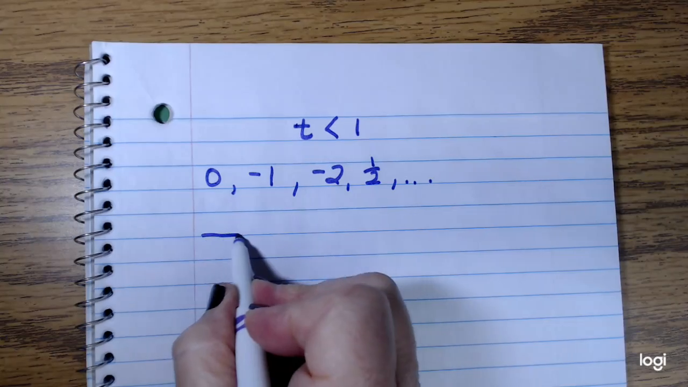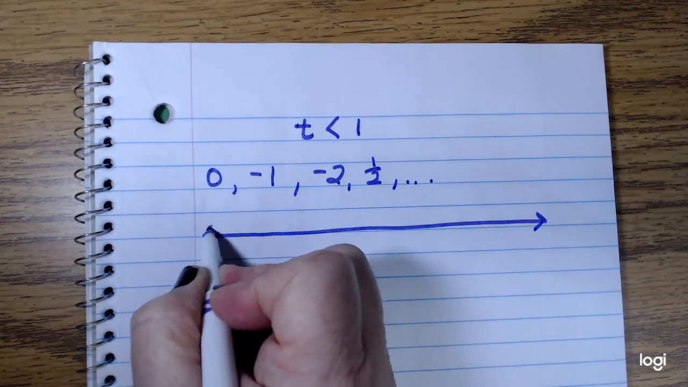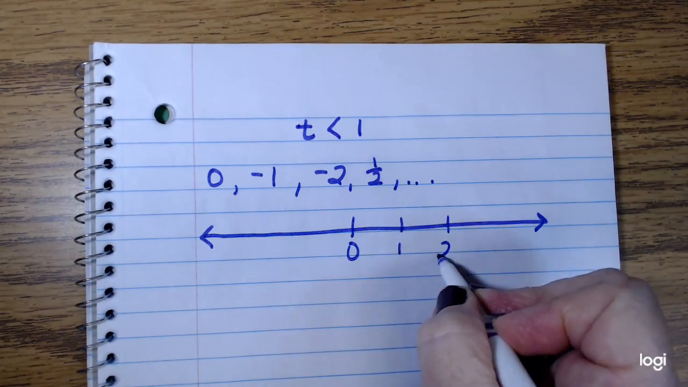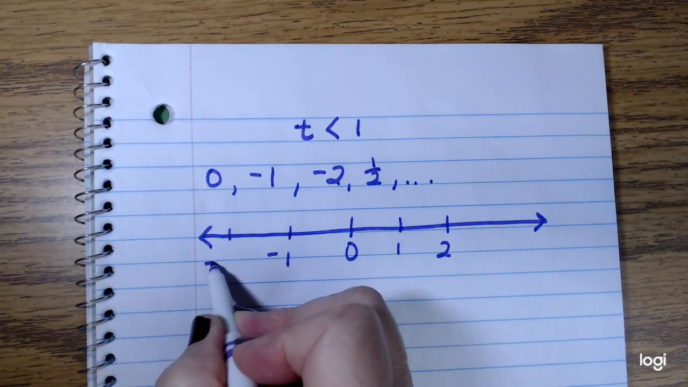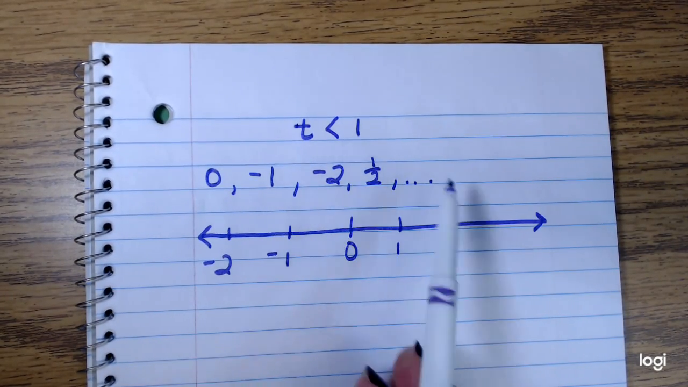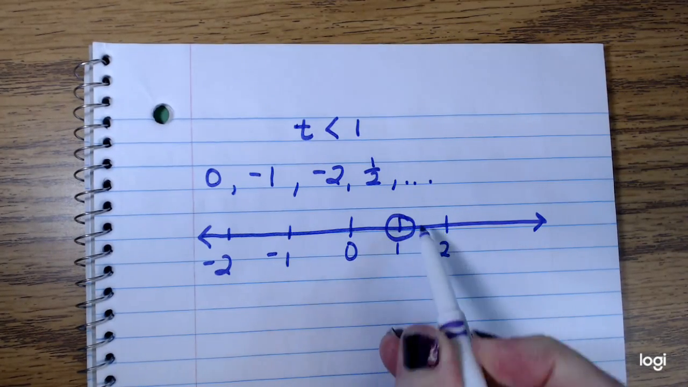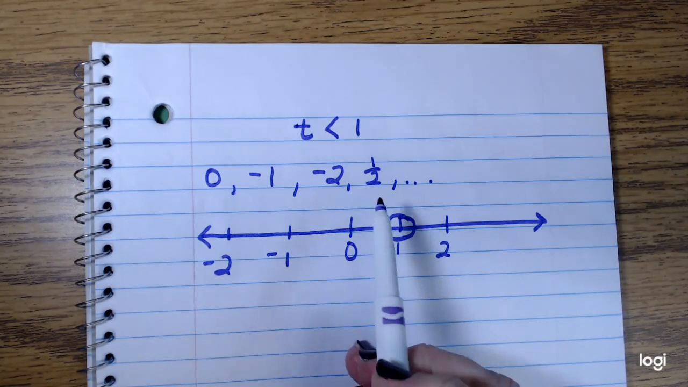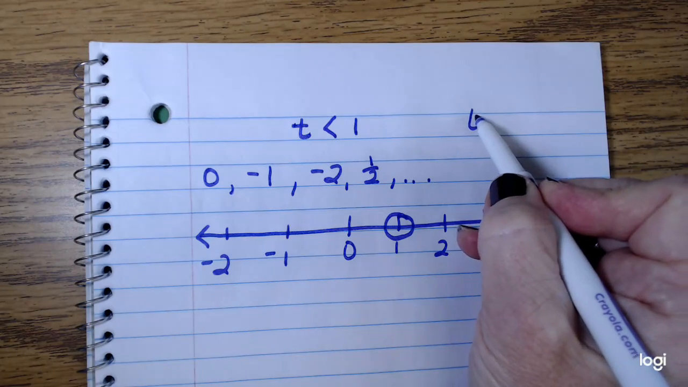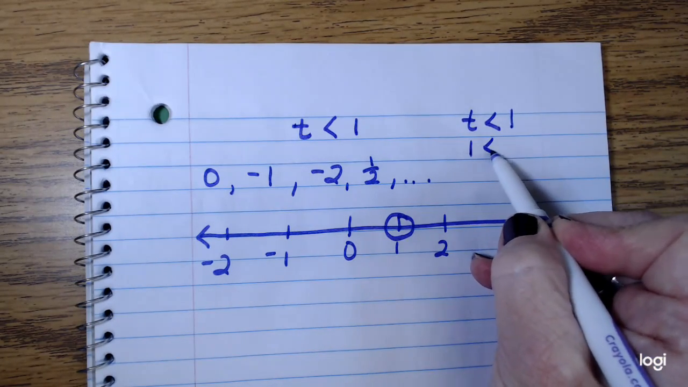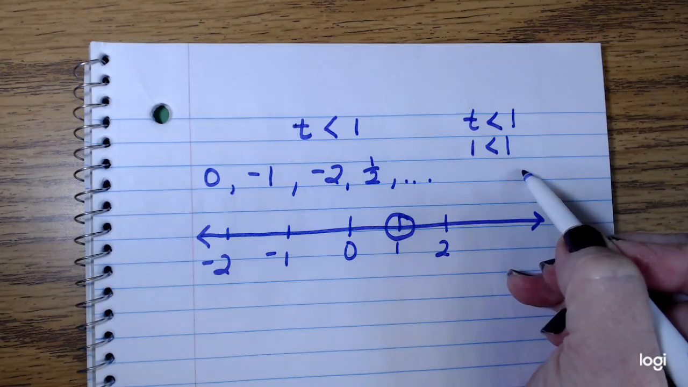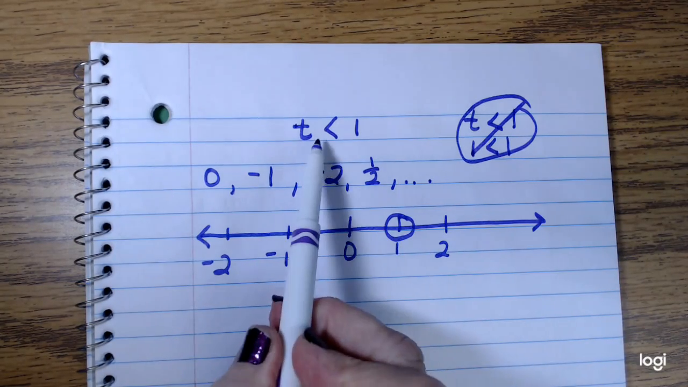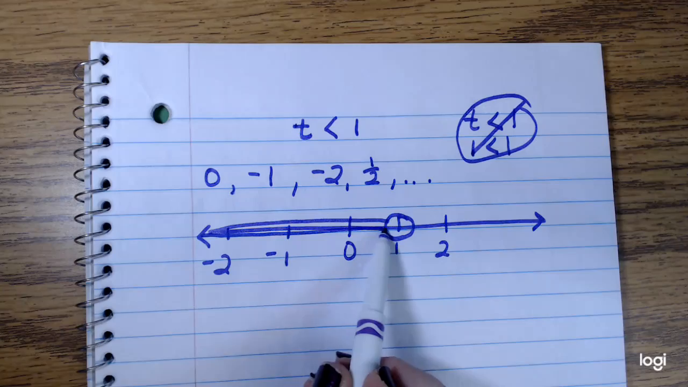In order to show the solution set for this, we would make a number line. I need to make sure 1 is on my number line somewhere. I'll count by ones here. Here's my number line. So t is less than 1. Here's this number 1. I put a circle. Can I color it in? No, I can't, because if I colored it in, it would say that 1 is less than 1. 1 is not less than 1. It's actually equal to 1. So I have to use an open circle, and because t is less than 1, I'm going to color this direction.